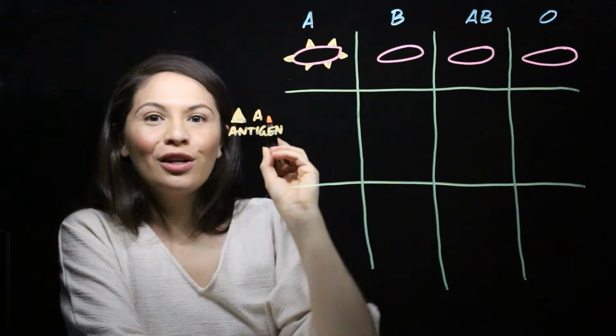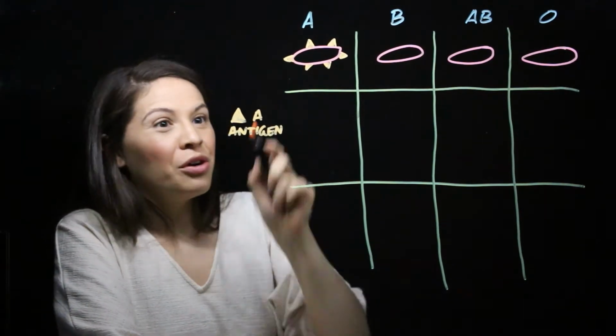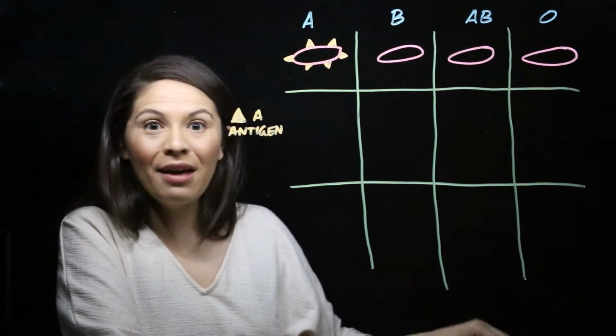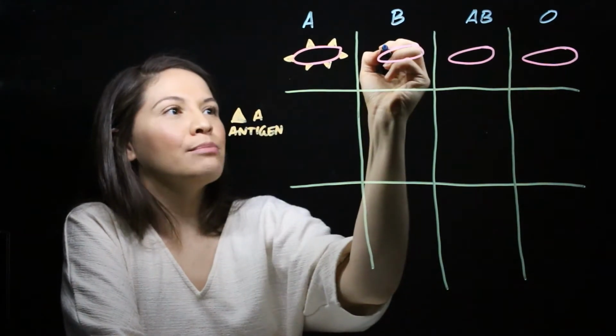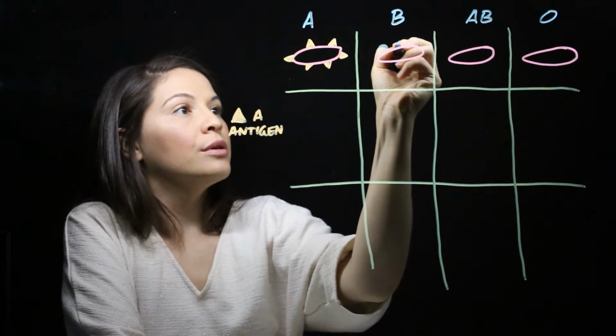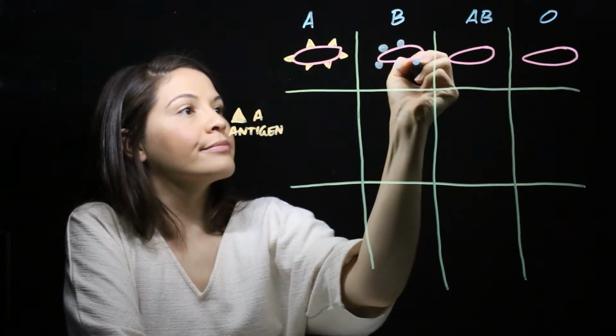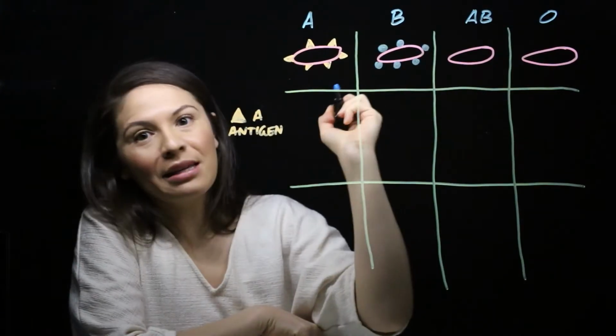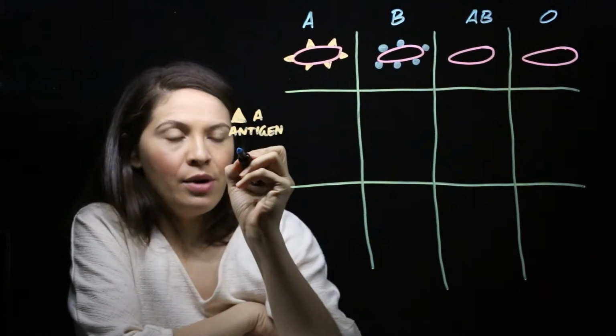Okay, so someone that has type B blood is not going to have these A type antigens. They're going to have their B antigens. And let's do them as these blue little circles. Obviously, they don't look like this in real life. They're more like, but this is a schematic diagram. So here we have our B.